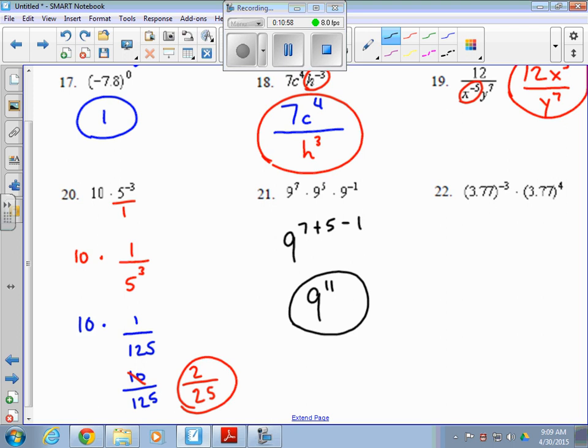The same problem for number 22. You have the same base, 3.77. So take the exponents and add them. 3.77 to the negative 3 plus 4. Negative 3 plus 4 is 1, so 3.77 to the first power, which is simply 3.77.